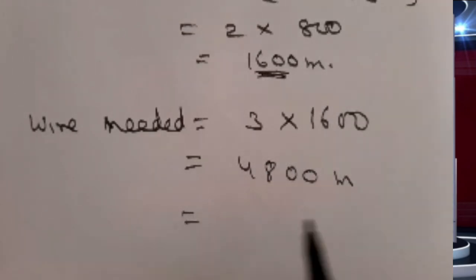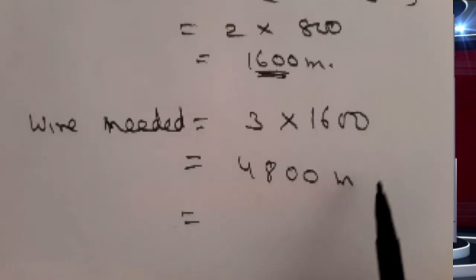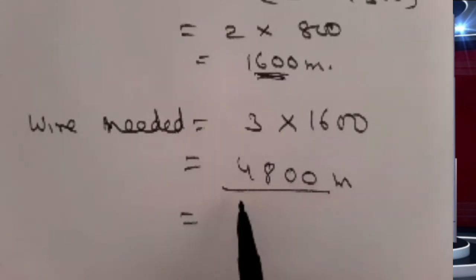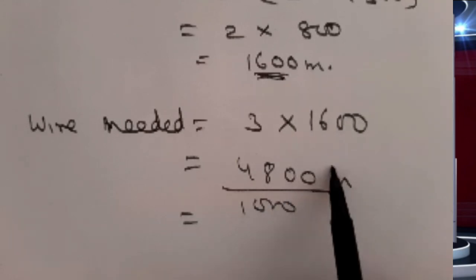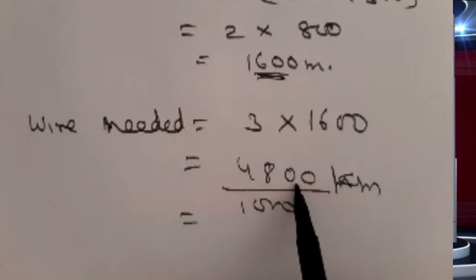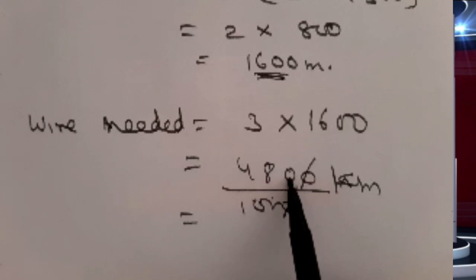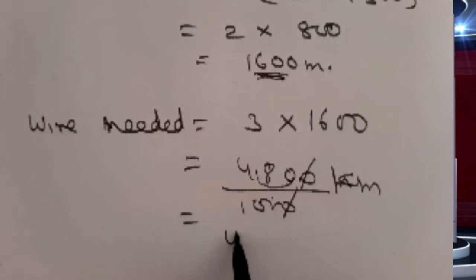4800 meters. Students, the question was in the kilometers. So again you can convert this to kilometers. For this you will divide by 1000. Then it will be converted to kilometers. 1 zero is cancelled with 1 zero. Only 2 zeros are left. So now 2 zeros means you will shift the decimal from here to here, that is 4.8 kilometers.